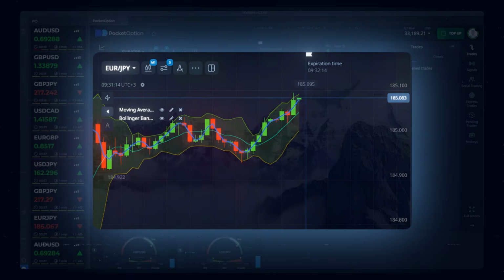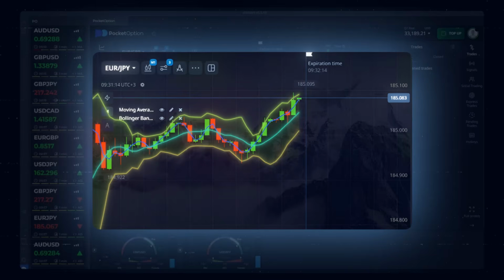Simple moving average shows the direction of the current or emerging trend. Bollinger Bands help identify a flat. In a sideways market, the bands are more horizontal. They also provide a reference for breakouts and bounces from the boundaries.